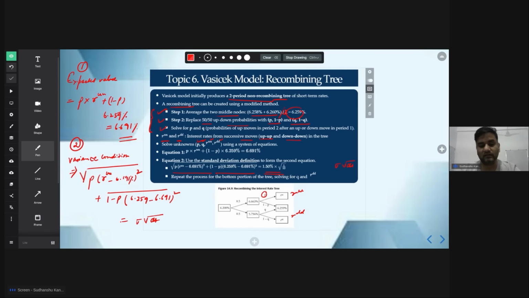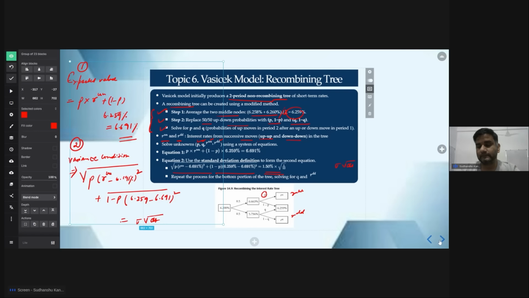So that way we are getting the idea, right? So the overall objective of this slide is to show how Vasicek moves from an inefficient non-recombining tree to a practical recombining tree that still preserves your mean reversion. Okay, keep that in mind.